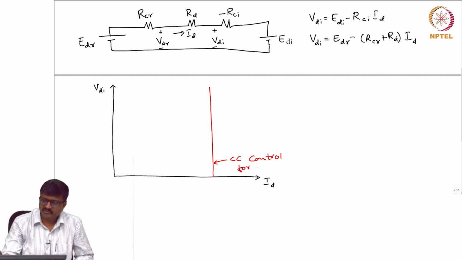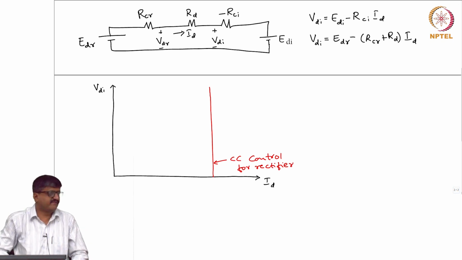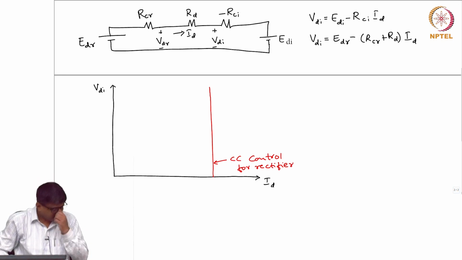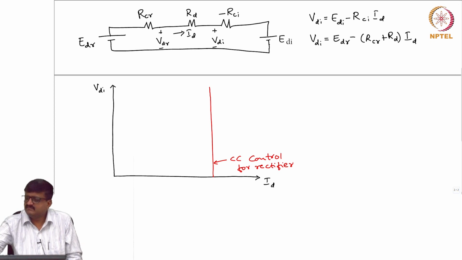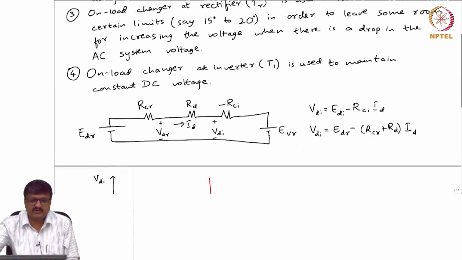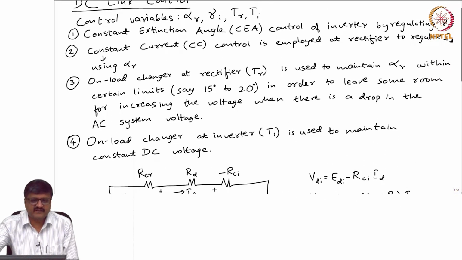This is CC control. To be more precise, I employ CC control for the rectifier. Okay. Now, what do we do at the inverter? What type of control do we employ? If I just look at the fast control, that is the control of alpha R and gamma I.